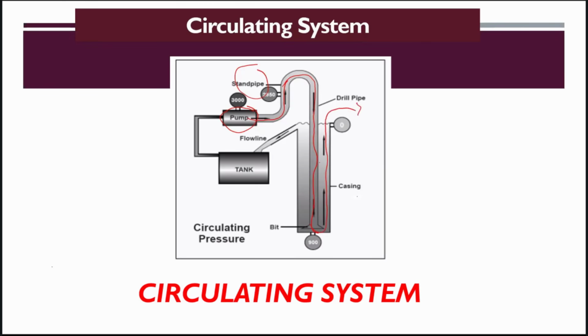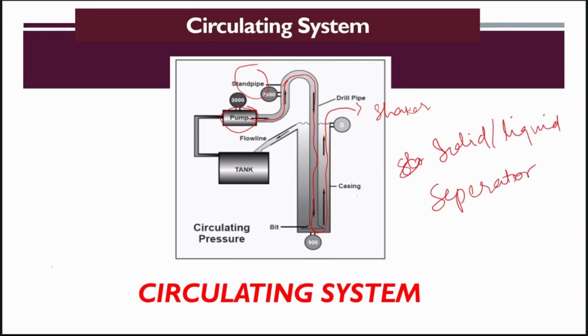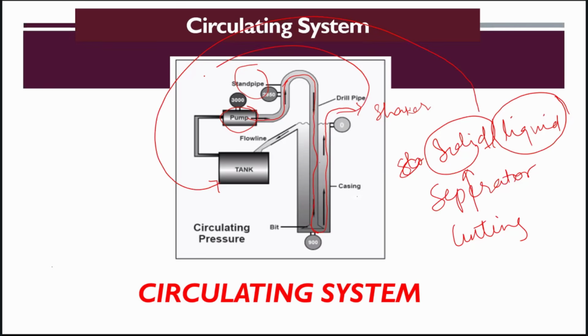From the annulus, it will go to the shale shaker because it will have cuttings and all with it. So it will go through the shale shaker, desander, desilter. All these are called solid-liquid separators. It means they separate the solids, the cuttings, from our drilling mud. And then the mud which is cleaned is sent back to the tank. So the mud again goes to the pump, and round and round, it forms a circulating system.